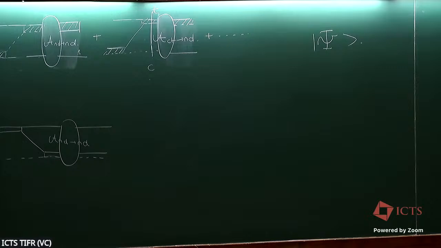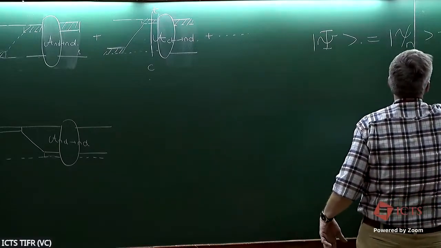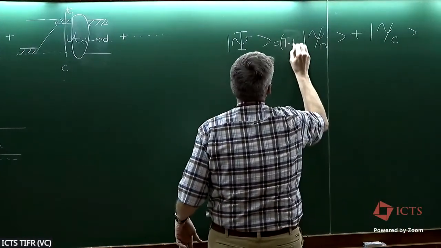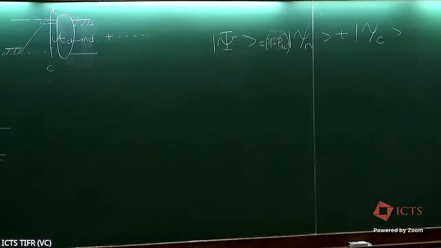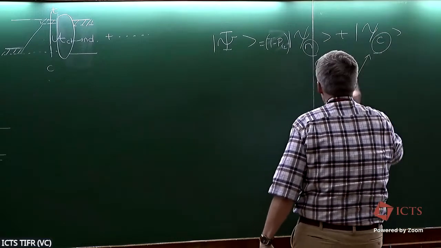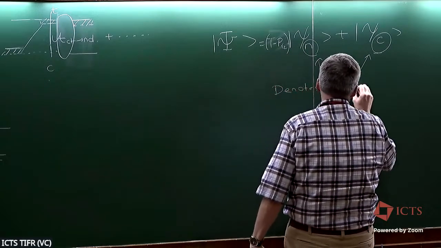So what Faddeev said was that in order to resolve this, you need to split this into different components depending on what the last interaction was. So you don't think about the whole three-body wave function, you think about pieces of the three-body wave function where the label on the three-body wave function is given by the last interaction before the detector.